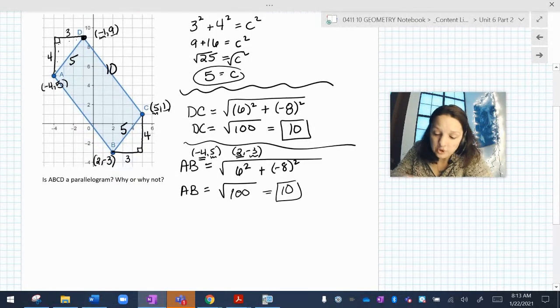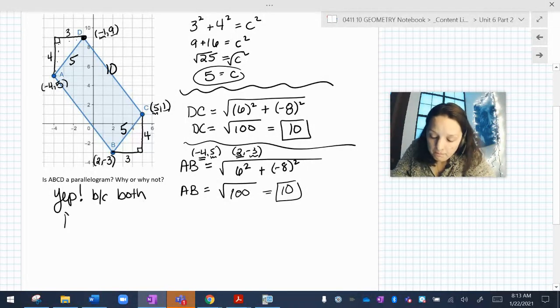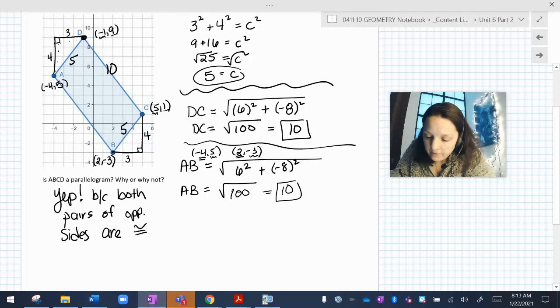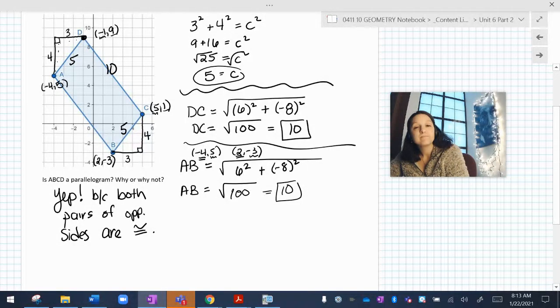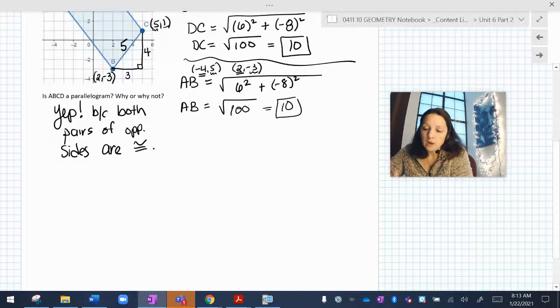So let's answer the question. Is ABCD a parallelogram? Why or why not? Yep, it is, because both pairs of opposite sides are congruent. There you go.